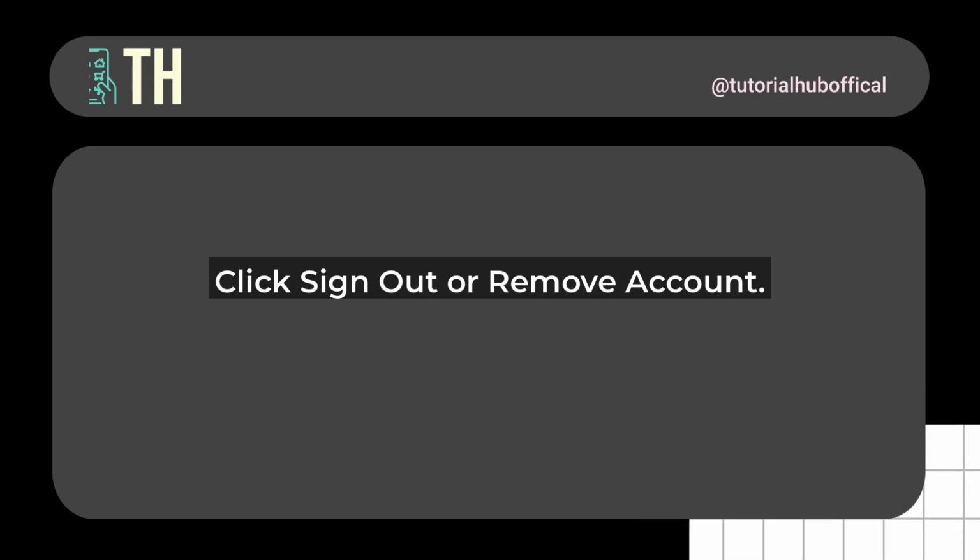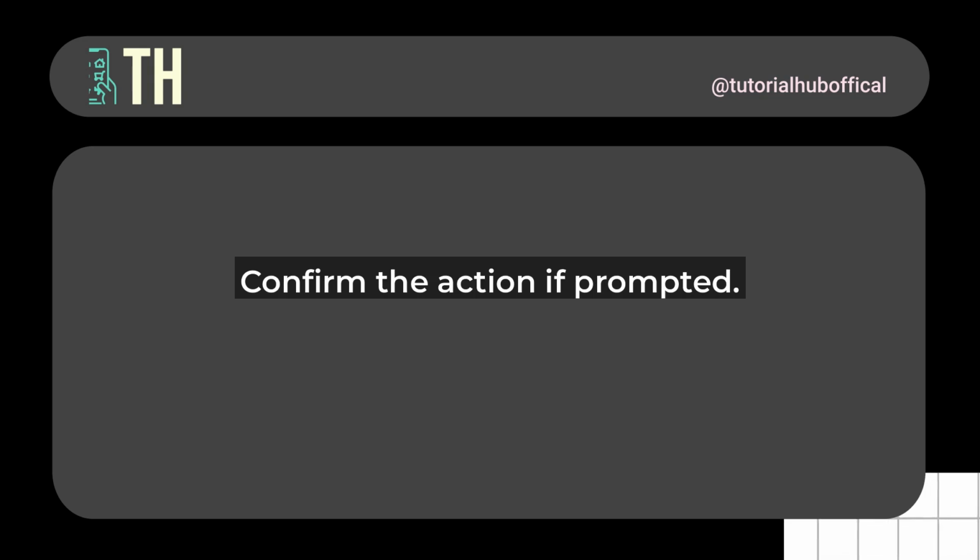Click it, and you may get a confirmation prompt to ensure you really want to proceed. Go ahead and confirm if you're sure. This will disconnect the account from your Mail app. Once that's done, simply close the Preferences window, and you're all set. Your Mail app won't pull emails from that account anymore.